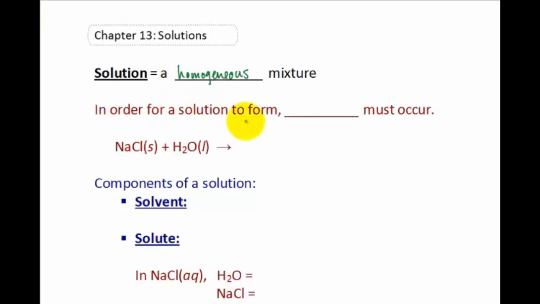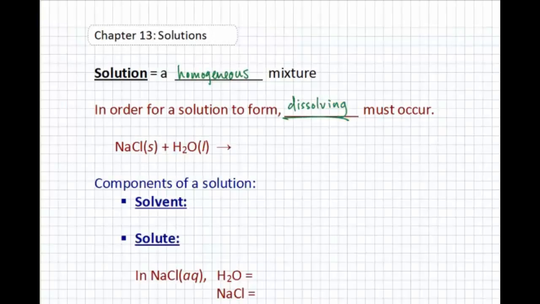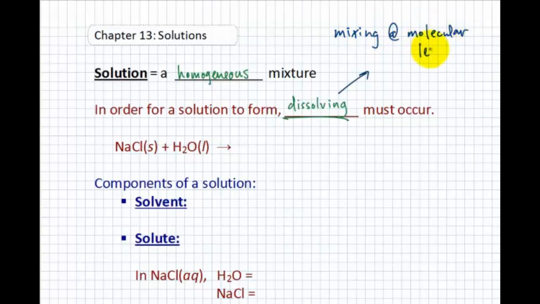Now, in order for a solution to form, it's very important that the process of dissolving must actually occur. It's easy for us to think about just mixing things together in a container, like if you had two different types of powder, you could pour them in a container and stir them up, but that's not a solution because a solution requires this dissolving process. And what dissolving is just mixing at the molecular level. Meaning the molecules themselves are interspersed between each other.